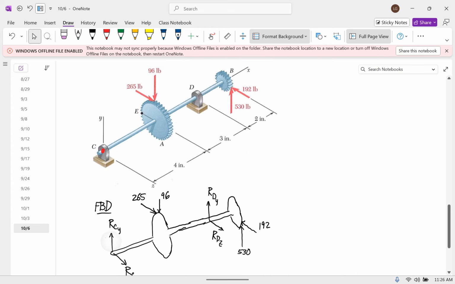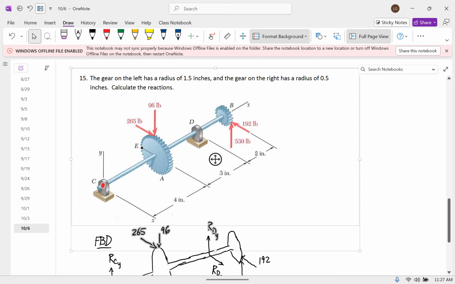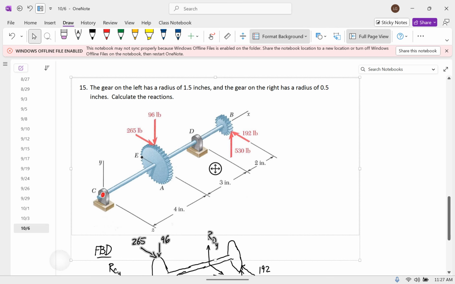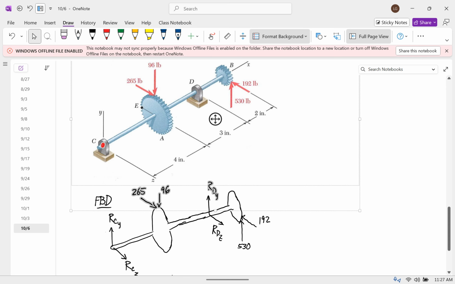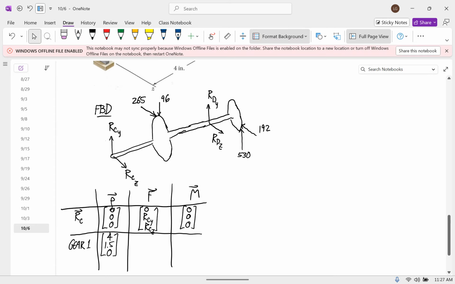Then we'll go to the big gear. That force is going to be applied at 4 inches in the positive x. And then the radius of that gear is 1.5, so we'd go 1.5 in the positive y. So 4, 1.5, 0 is the row vector. This is gear 1.